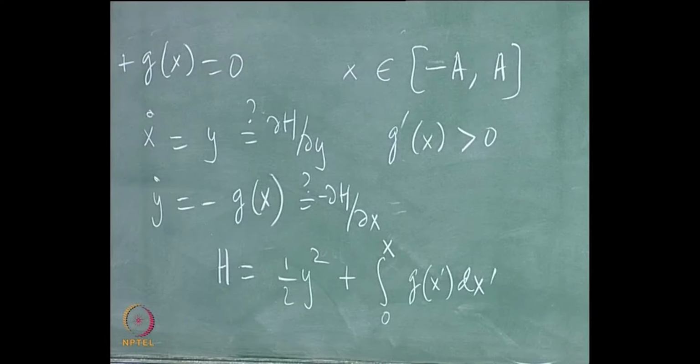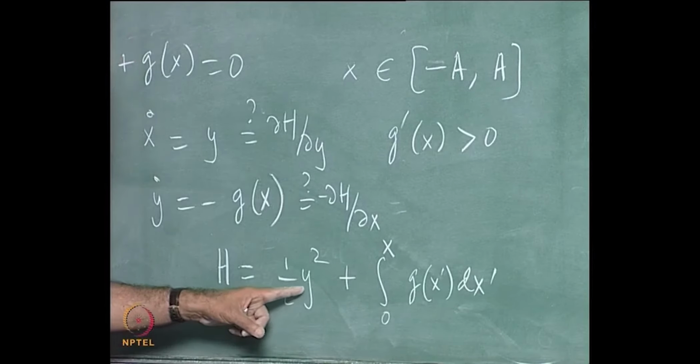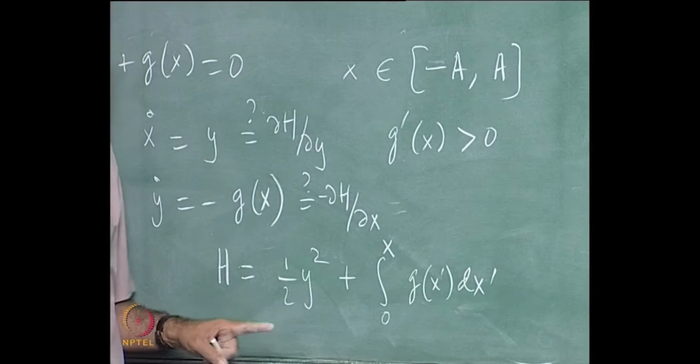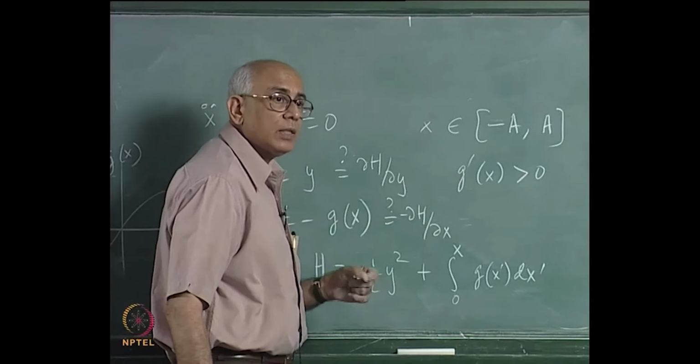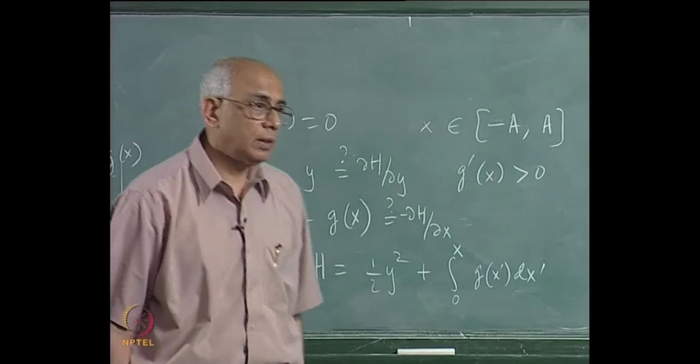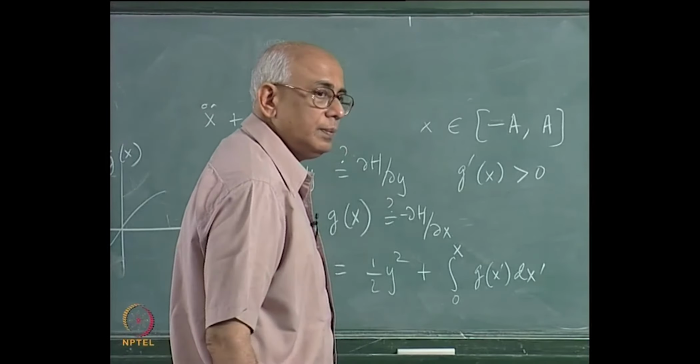And once you have that, the time period is straightforward to find, since you know the amplitude, you know the total energy, so the time period is easy to find. All you have to do is to integrate, this plays the role of a momentum, so all you have to do is to find the integral of dx over x dot, which is y, and that gives you the time period.